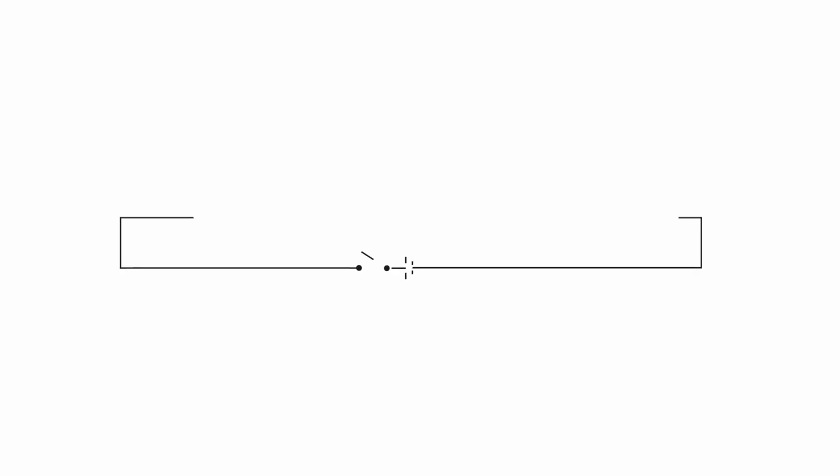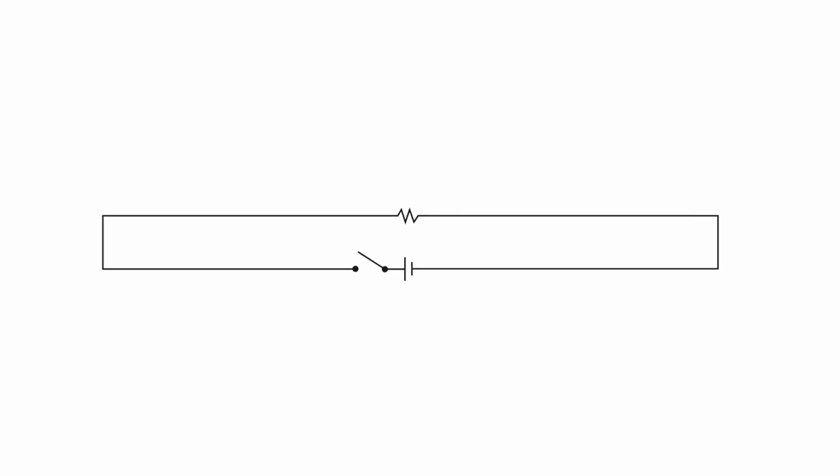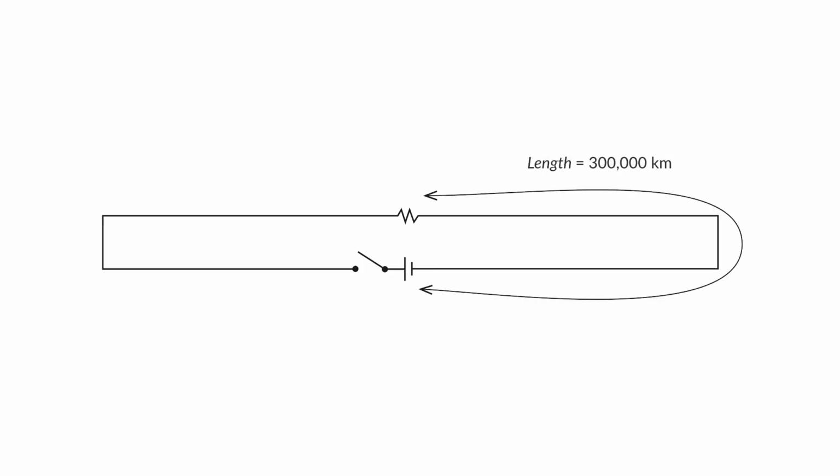Here's the brain teaser in question. What we're looking at here is a circuit diagram of a battery and a switch connected to a pair of wires that are each 300,000 kilometers long. And those wires loop back to a light bulb that is placed 1 meter away from that battery and switch.